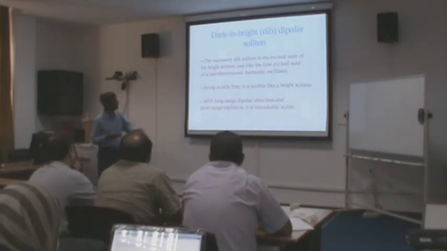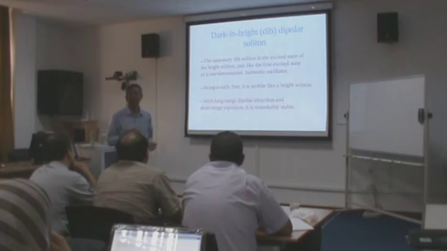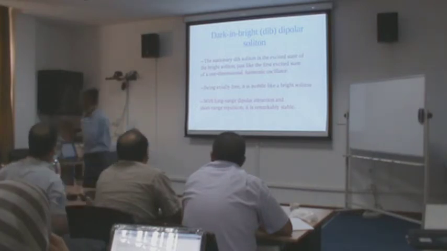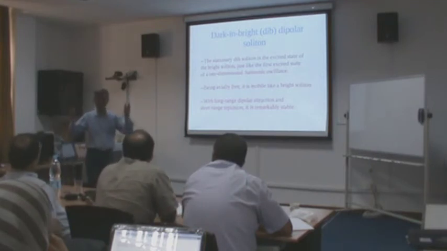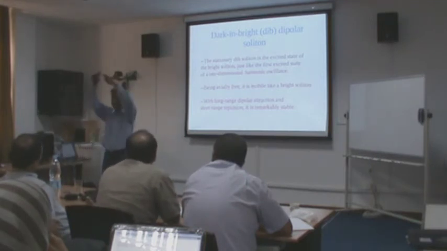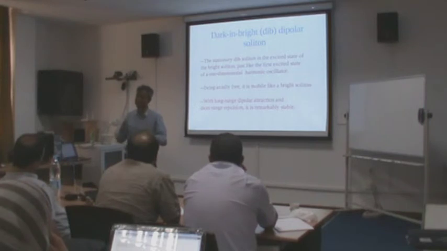This is a dark-in-bright dipolar soliton. What is a dark-in-bright dipolar soliton? We have a bright soliton, which you can see. Dark means absence of mass, or low density. So can you put a low density region in this soliton? Yes, you can. If you have a harmonic oscillator state, it's a Gaussian state. But what is the first excited state of the one-dimensional linear harmonic oscillator? It has a zero in the middle.